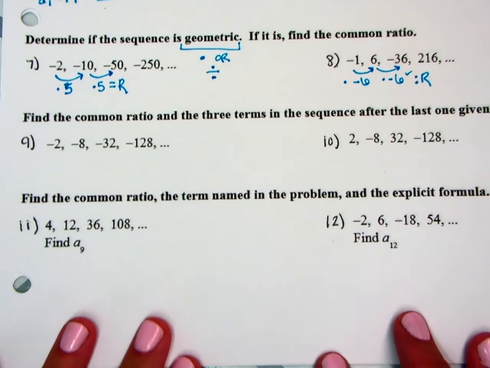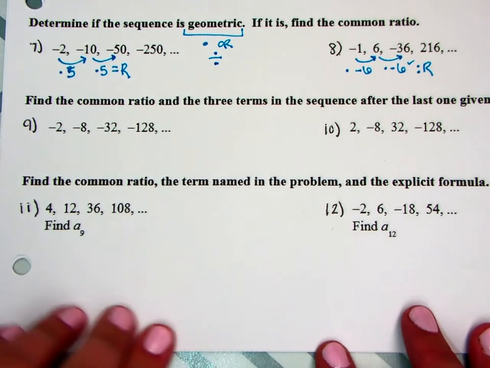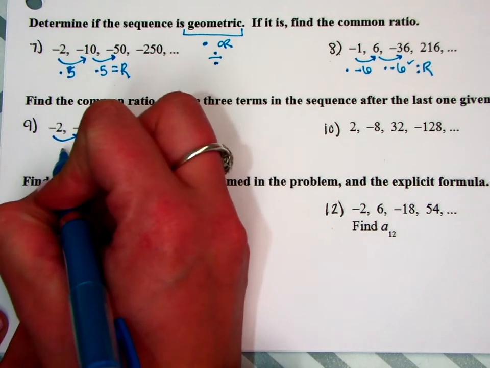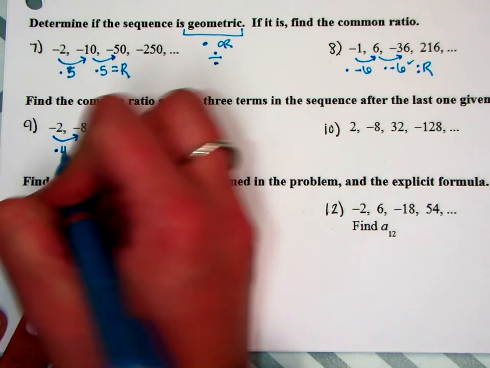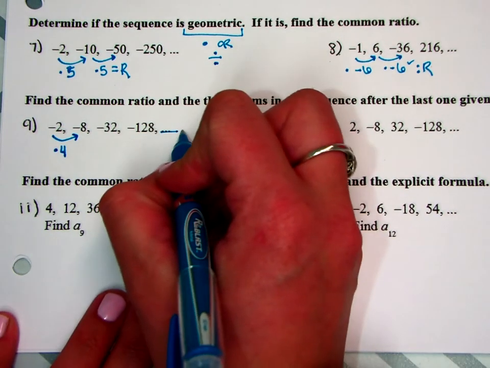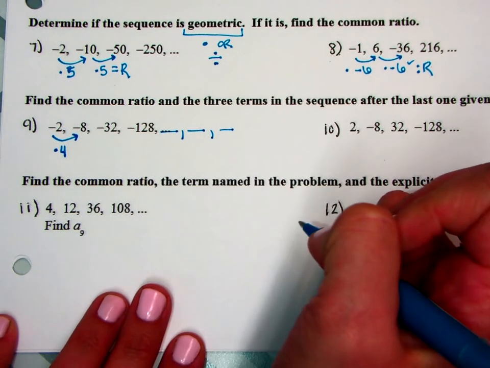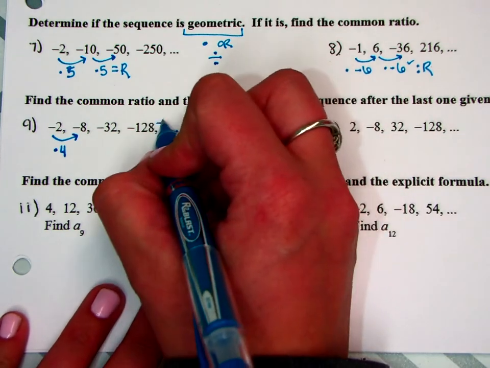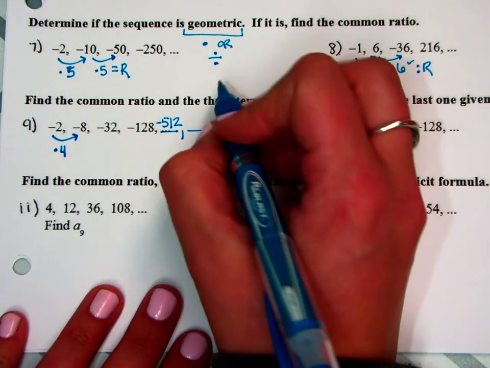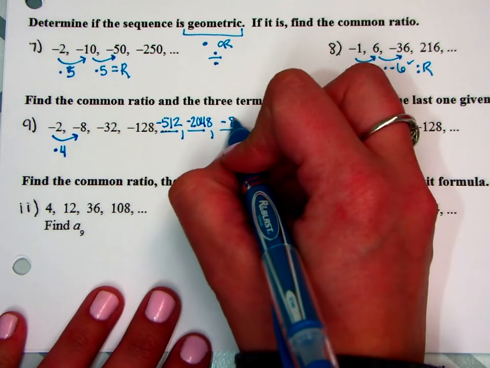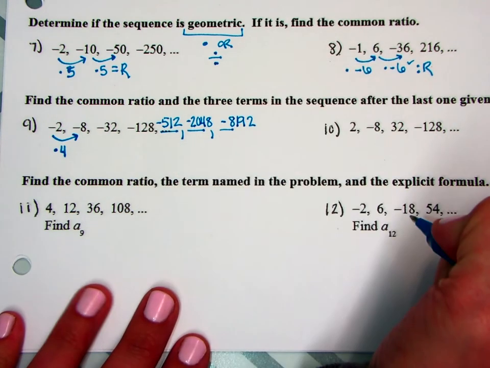So in the next set, it says find the common ratios and the next 3 terms. To get from negative 2 to 8, I would multiply by positive 4. Notice how they're all negative, so that's my common ratio. I'm going to find the next 3 terms in the sequence. So negative 128 times 4 is negative 512. Then I multiply that, I get negative 2048 and negative 8192.